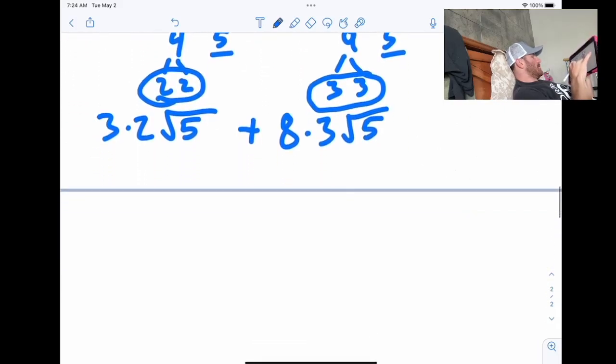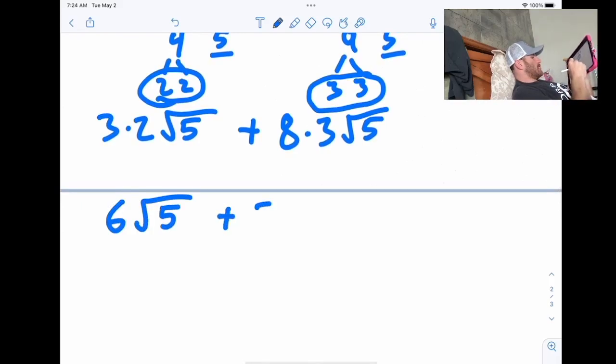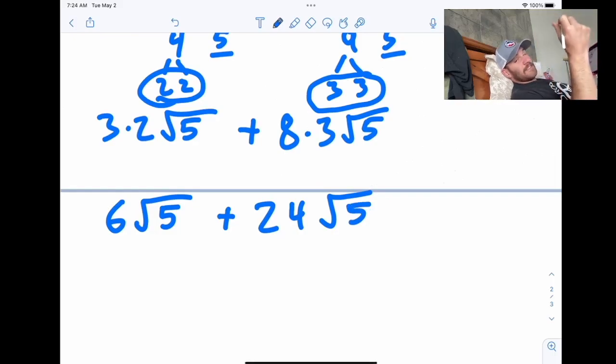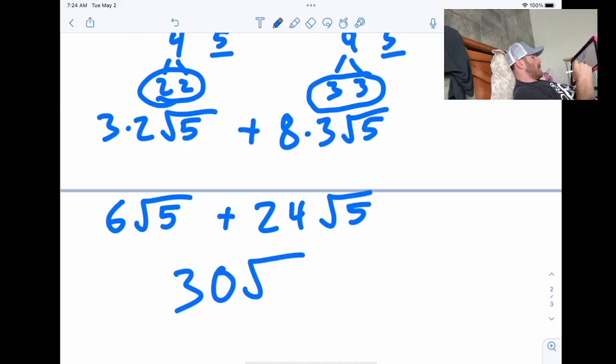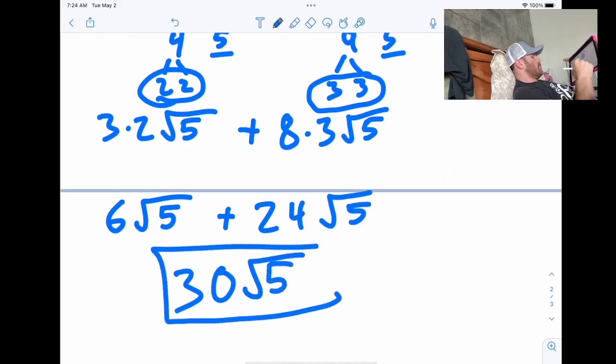So we've got a multiplication, right? 3 times 2 is 6 root 5. 8 times 3 is 24 root 5. What happens when we add these together? What did you get? If you got 30 root 5, congratulations. You should be stoked. Okay?